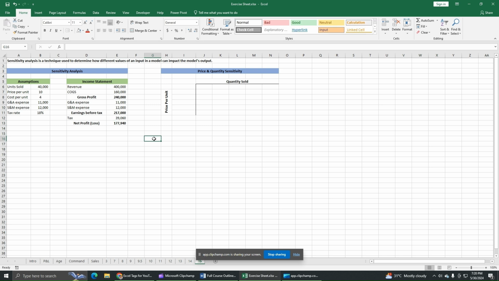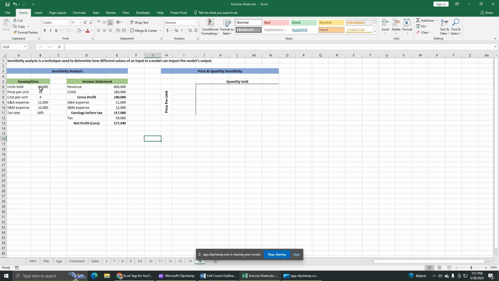Now, what is sensitivity analysis? Sensitivity analysis is a technique used to determine how different values of an input in a model can impact the model's output. This is the model here to generate net profit. Here different inputs are used.